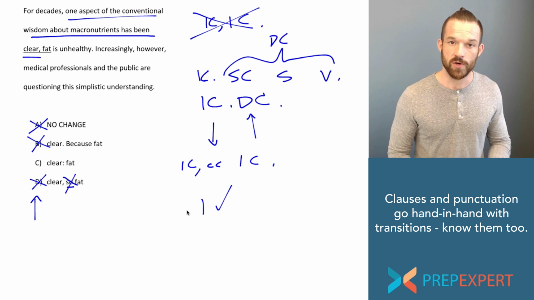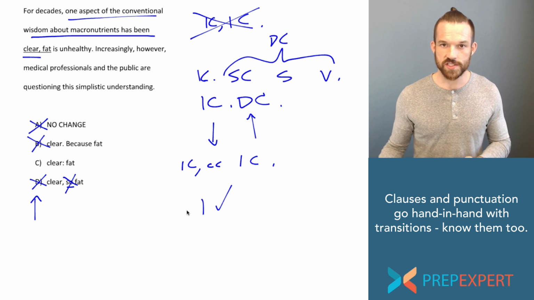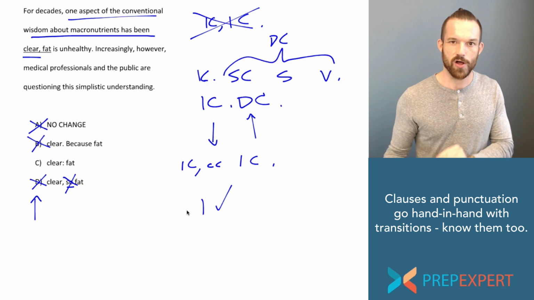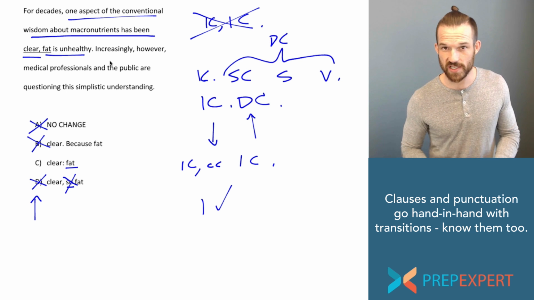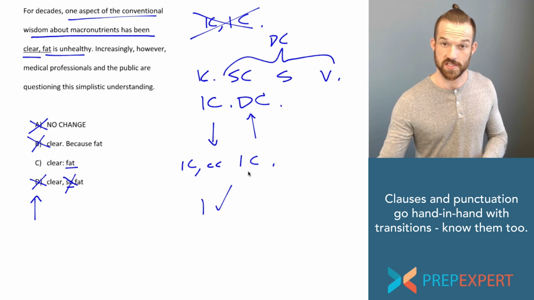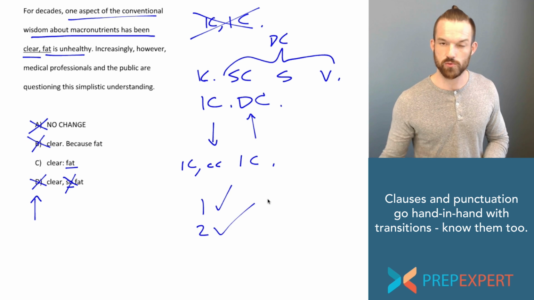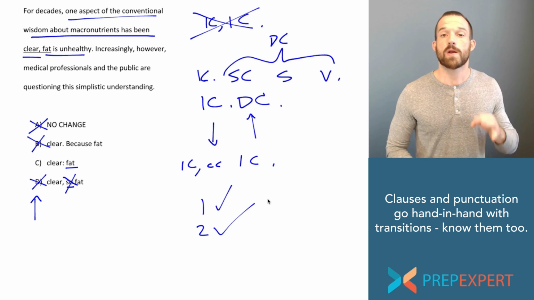What about rule number 2? Rule number 2 says you can do whatever you want on the right as long as it's not a dependent clause. So if we were to say "fat is unhealthy" on the right, is that a dependent clause? No, that's an independent clause. In fact, it's a complete sentence. So we've obeyed rule number 2 as well. What about rule number 3?